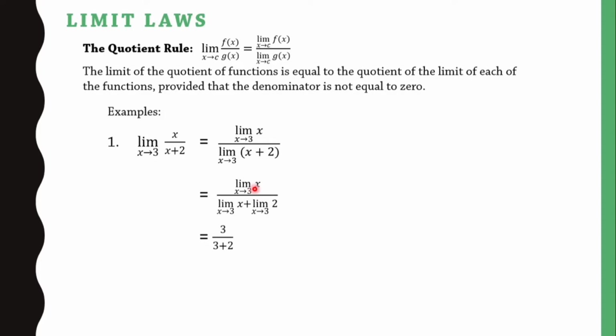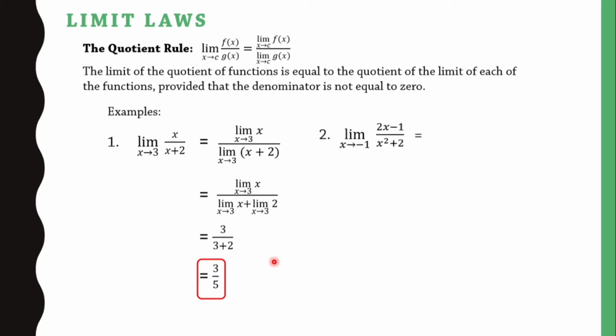Using the identity rule, the limit of x as x approaches 3 is 3, over 3 plus the limit of 2 as x approaches 3, which using the constant rule is 2. So that's 3 over 3 plus 2, which gives you 3 over 5. Since we cannot simplify this further and this is the simplest form of the fraction, the limit of x over x plus 2 as x approaches 3 is 3 over 5, or 3/5.